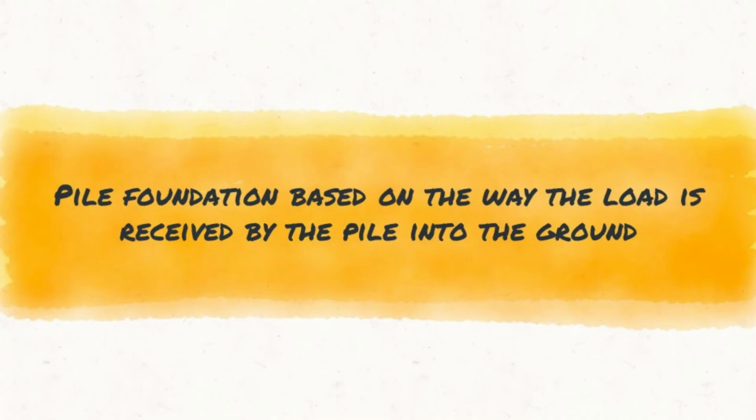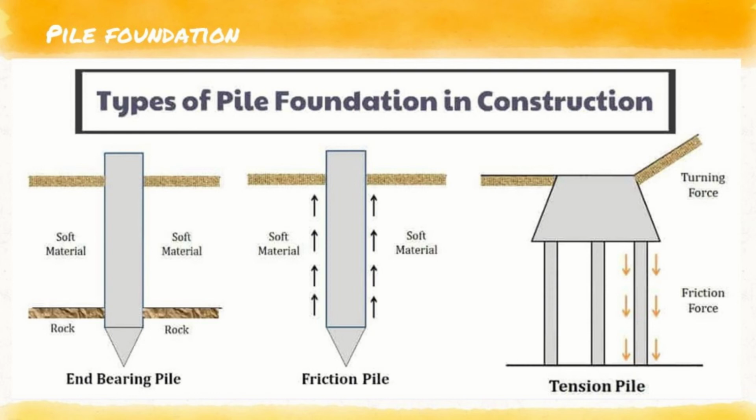2. Pile foundation based on the way the load is received by the pile into the ground. A. Enduring pile. This pile will pass the load through the pile and resistant to the supporting soil layer. B. Friction pile. This type of pile will pass the load to the ground through the friction between the pile and the ground around it.